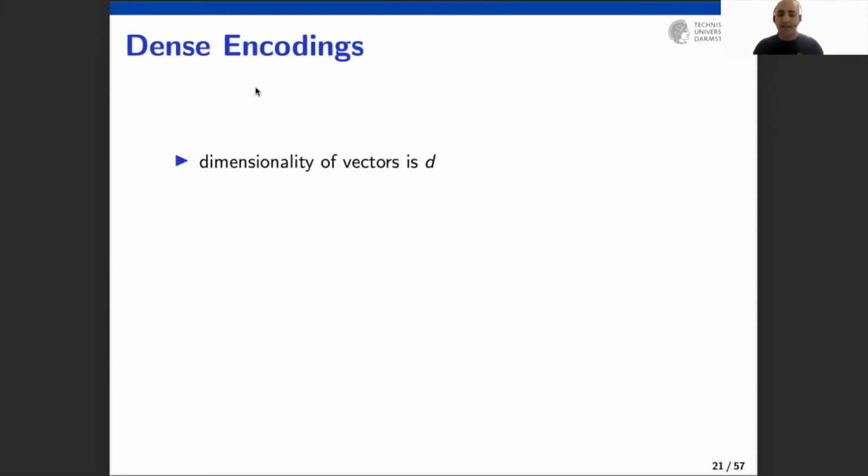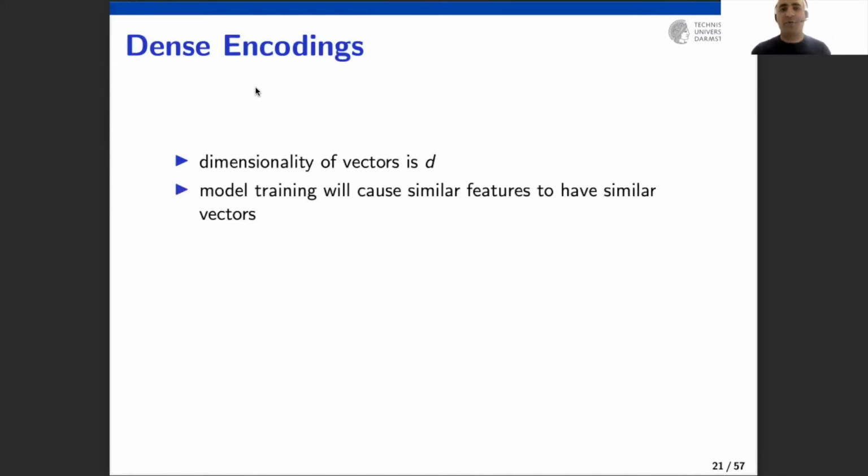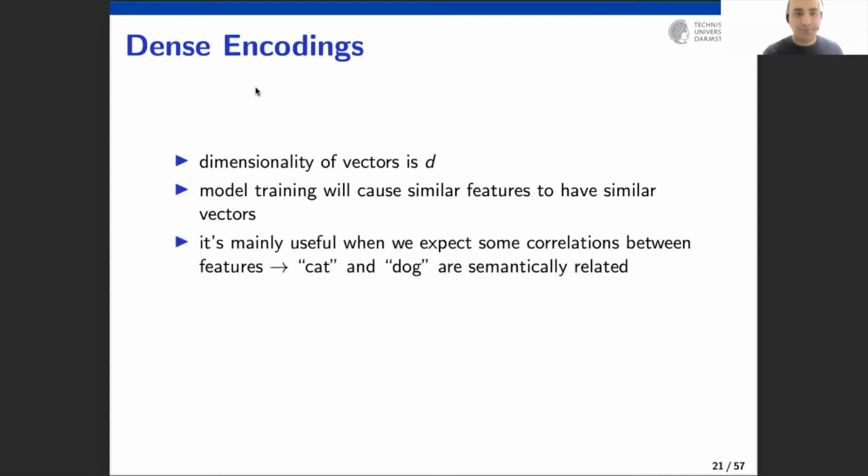As we discussed, in dense encodings, the dimensionality of vectors is d, and when we are training our model, we use these vectors as parameters in the model, and during the training we update these parameters. So the value of these vectors will get updated such that vocabularies or features that have similar properties in a language will have similar properties in the embedding space.